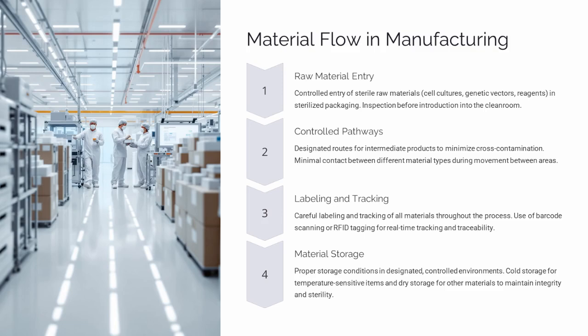Material flow in manufacturing involves raw material entry, controlled pathways, labeling and tracking, and material storage. These steps ensure that materials are handled properly to maintain sterility and quality.